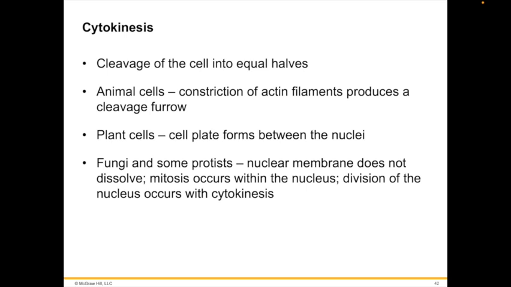In most fungi and some groups of protists, the nuclear membrane does not dissolve, and as a result, all the events of mitosis occur entirely within the nucleus. Only after mitosis is complete in these organisms does the nucleus divide into two daughter nuclei. Then during cytokinesis, one nucleus goes into each daughter cell. This separate nuclear division phase of the cell cycle does not occur in plants, animals, or most protists.